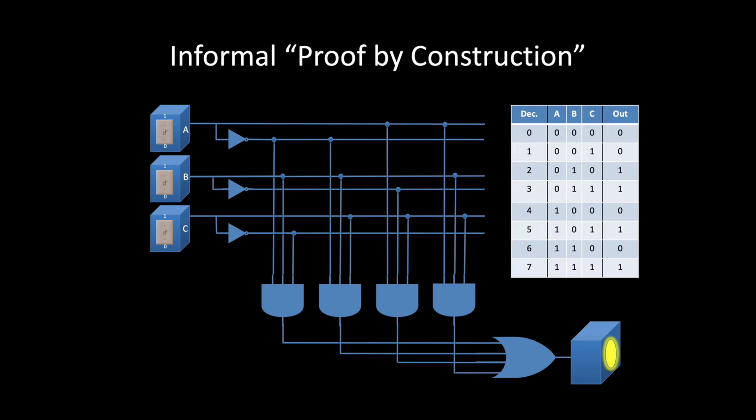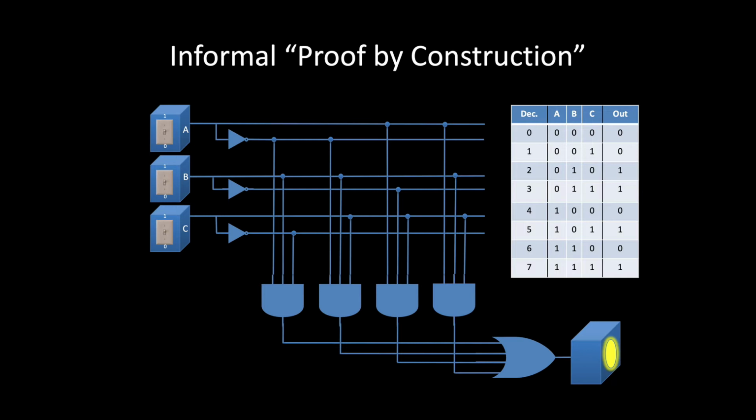Now, informal is the operative word here. If you were to put a proof into a math textbook, you'd need a lot more details than I've given here or in any of the other videos. And I'll leave that formal proof for the mathematicians. For this class, the important thing is that you have a reasonably intuitive sense that any circuit can be built using only and, or, and not gates.